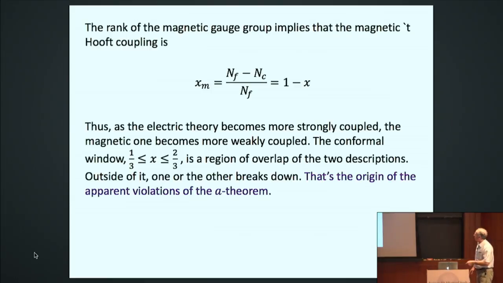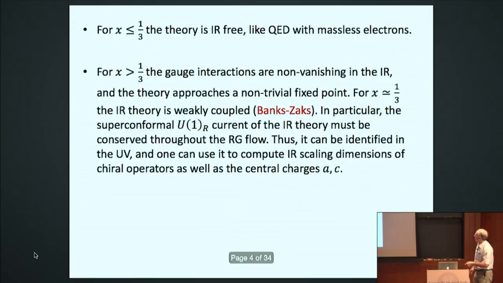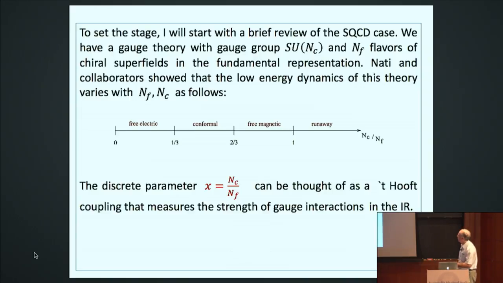And so the picture in the end is the following. As you move to the right, the original theory becomes more strongly coupled. The magnetic one becomes more weakly coupled. This region, in some sense, is a region in which there's an overlap of both descriptions. And if you move out of this region, either to the left or to the right, one of the descriptions breaks down. To the right, the electric description breaks down, and to the left, it's the magnetic one.